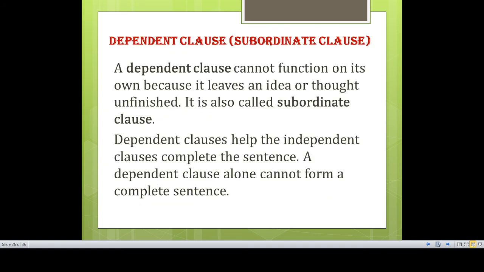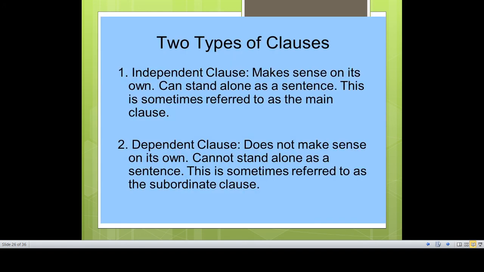All right. We move on to the dependent clause. Have a closer look at it. It cannot function on its own. Why? Because it leaves an idea or thought unfinished. The sense or the meaning is not completed yet. So that's the reason why it's called a subordinate clause. It's an assistance. Dependent clauses help independent clauses complete the sentence. A dependent clause cannot alone form a complete sentence. You can see you have more definitions here. You can have a look at it, if you want.